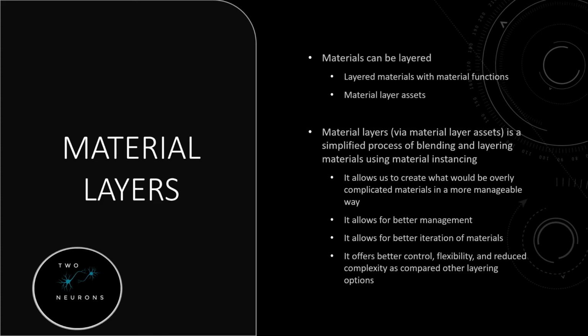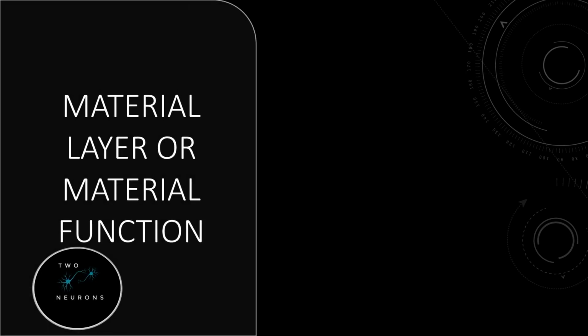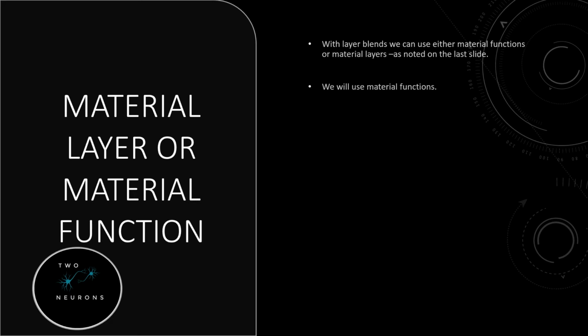Now, that might be true, and that might be fair, but I've already started one way, we're going to stick with it. So when we consider material layers as an asset type or material functions, how do we pick between them? Well, with layer blends, you can use either, as noted on the last slide. And in this series, we use material functions. Now, what's my rationale for that? Why, given all the benefits, am I using this material function instead of material layer assets?